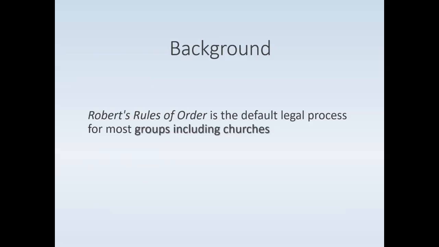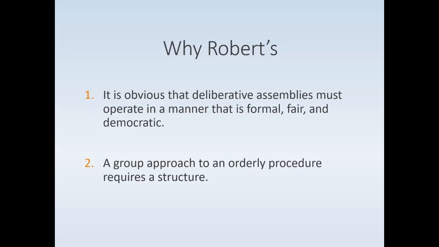Robert's Rules of Order is the default legal process for most groups, including churches. It was first published in 1876 as a synthesis of the existing practices derived from British parliamentary law and continuously revised since then. Robert specifies the creation and maintenance of what are technically known as deliberative assemblies. It is through the action of deliberative assemblies that most of our public business is legally conducted. Roberts has been used since 1876.